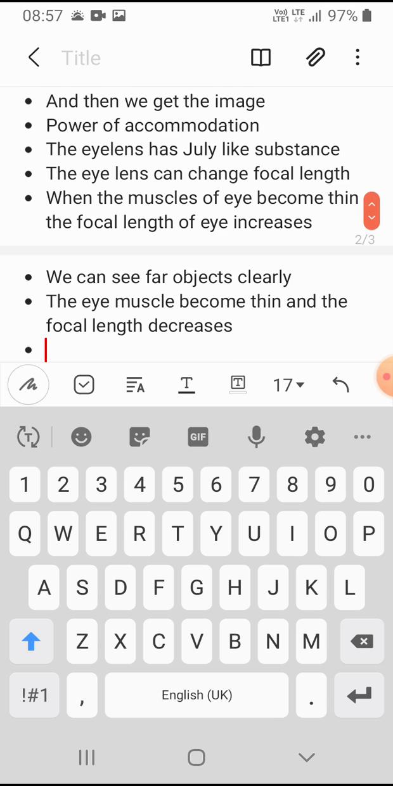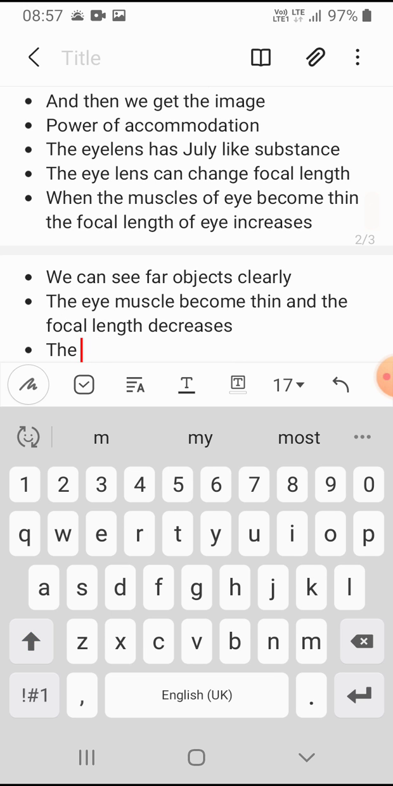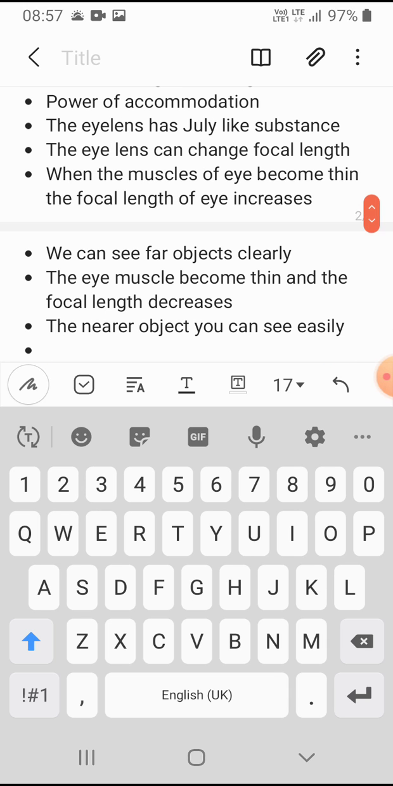Now you can understand what this means. You can see the nearer object easily. This is why, when you are seeing a nearer object, you can't see the far object clearly, and the other objects appear blurred. When you are seeing a far object, you feel you can't see the nearer object. The reason is that the eye is focusing on only one side, not the other.